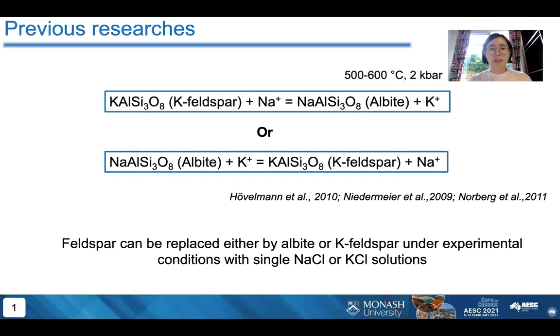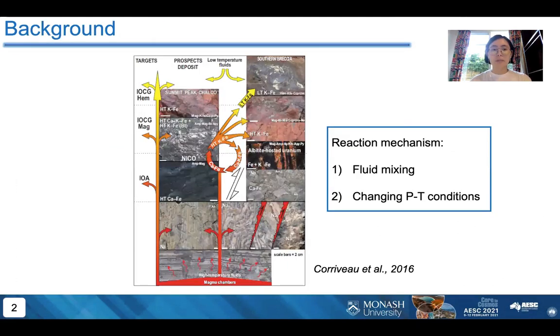Previous research has shown that either K-feldspar can be replaced by albite or albite can be replaced by K-feldspar, with reactions in single sodium chloride or potassium chloride solutions.